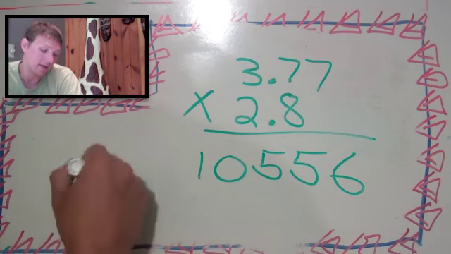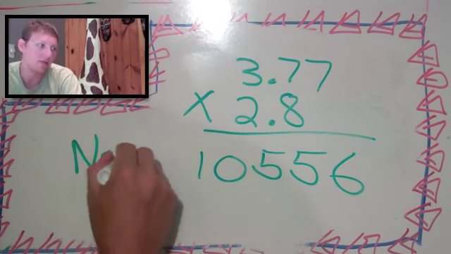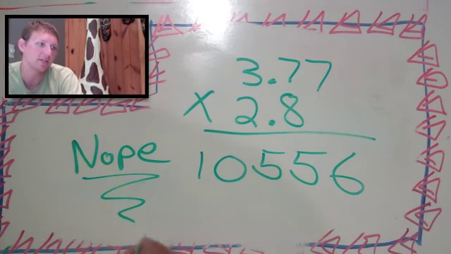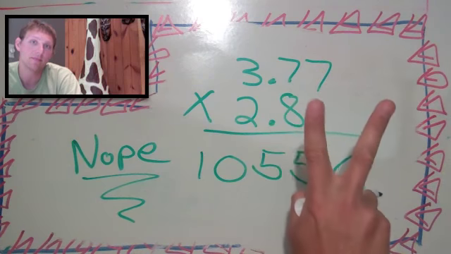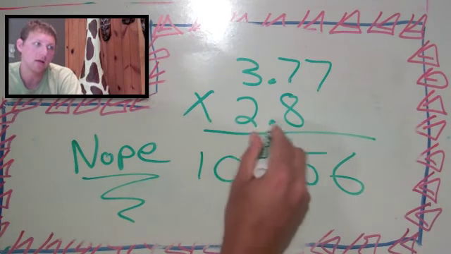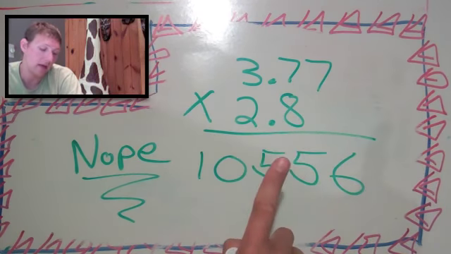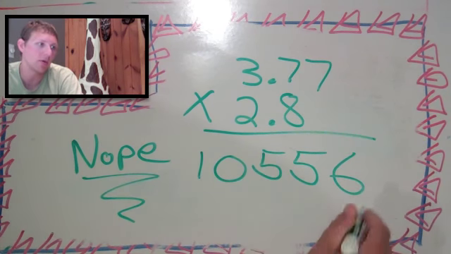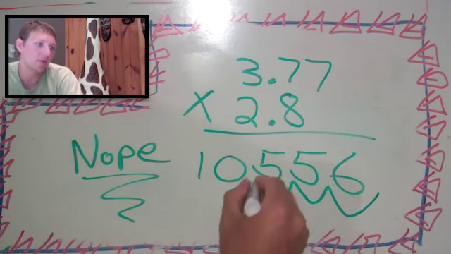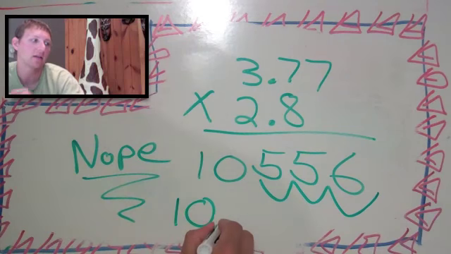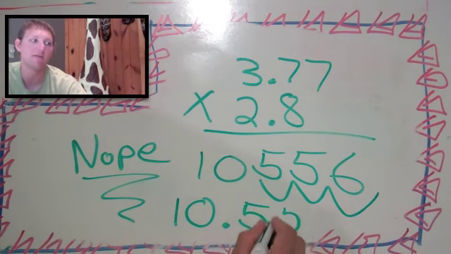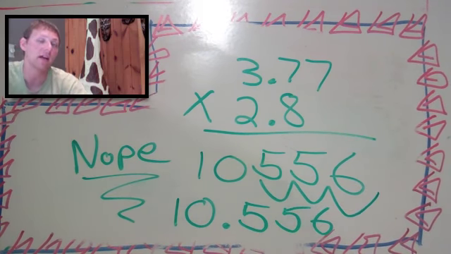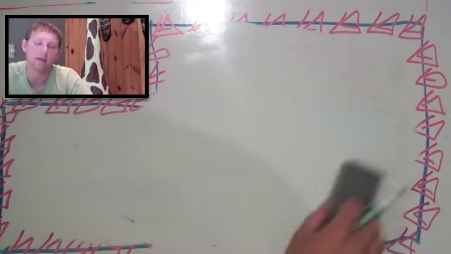So we know that 10,556 is way too big, so we count the decimal places used in each number. 3.77 has 2. 2.8 has 1. So 2 plus 1, we have 3. And we move the decimal 3 places to the left, leaving us with 10.556 as our final answer. And that is how you multiply decimals.